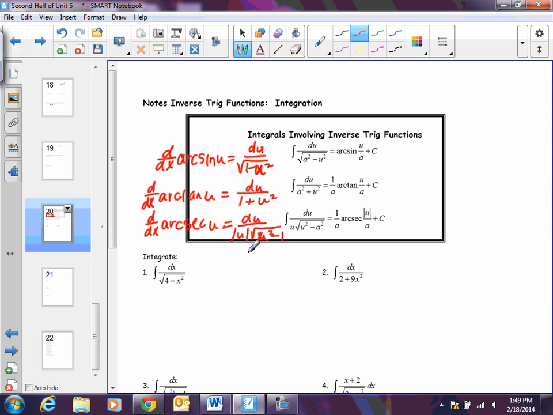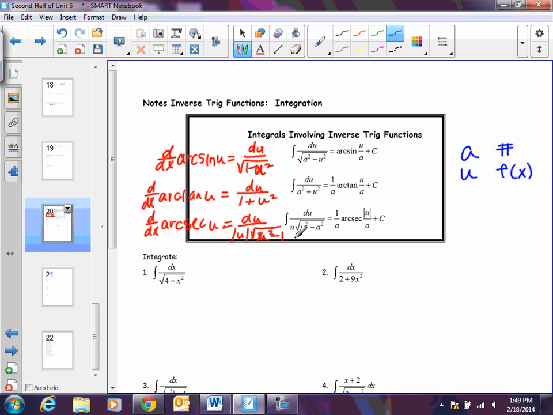All right, so that's where these come from. So a couple things to note. A is always a number. It is always a number. U, however, is always a function of x. It could be x exactly, it could be 2x, it could be whatever. It's a function of x. But a is always a number.